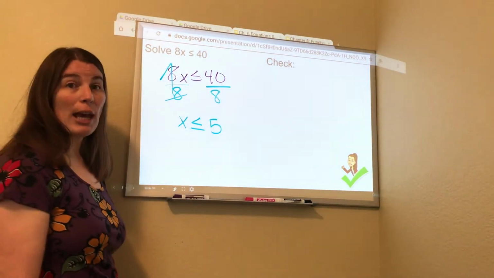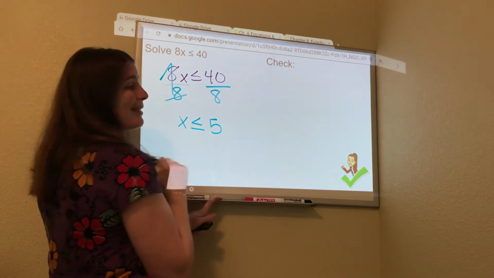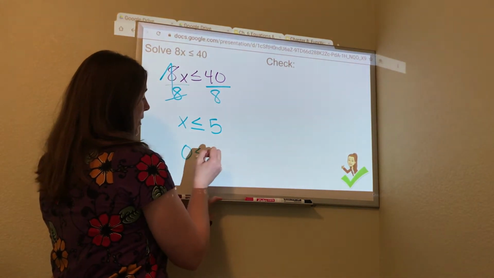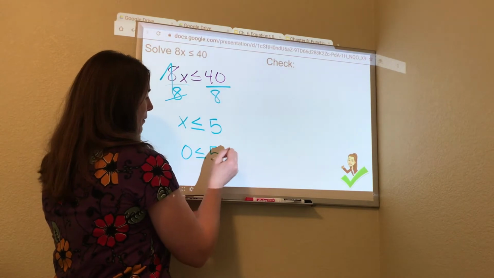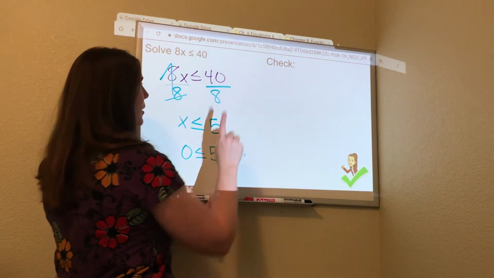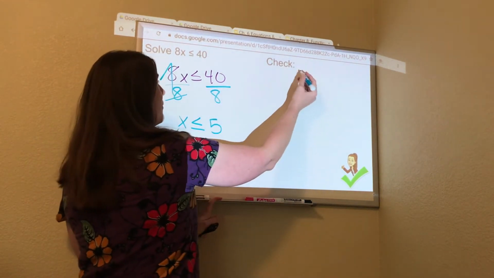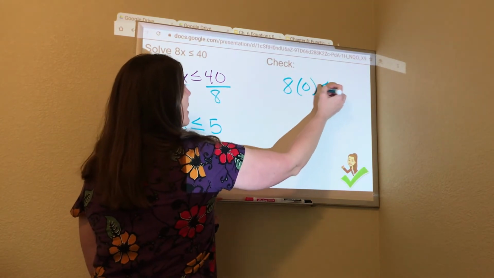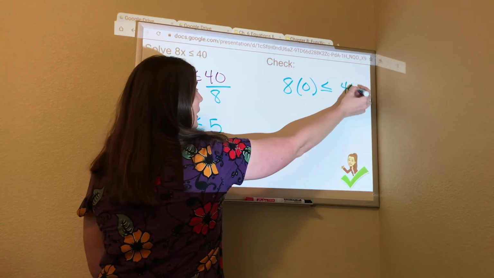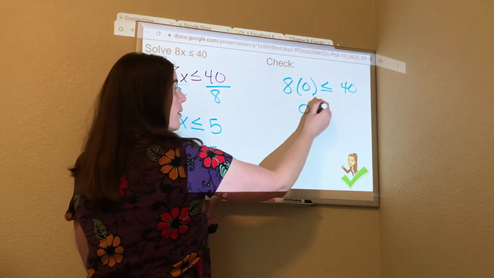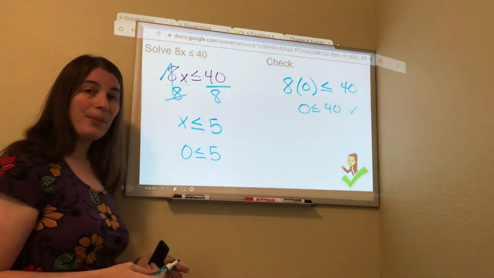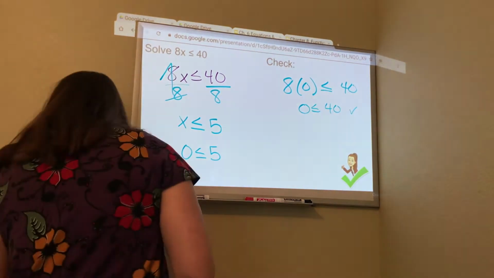Let's go ahead and check. So a number less than 5, let's say 0. 0 is pretty easy. So 0 is less than or equal to 5. That would be true here. So let's see if it's true here. So 8 times 0 is less than or equal to 40. Is this true? 0 is less than or equal to 40? Yes. So we're correct there. Let's go on to the next one.